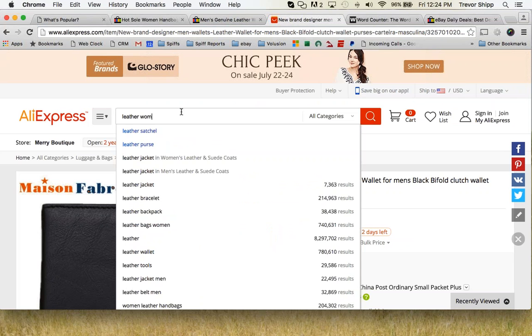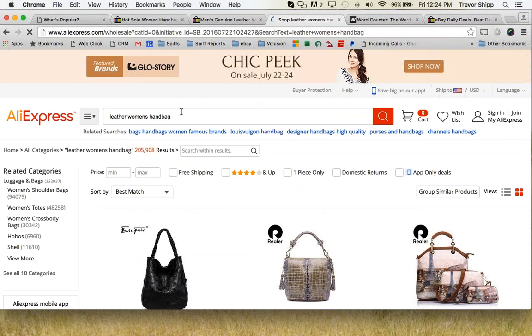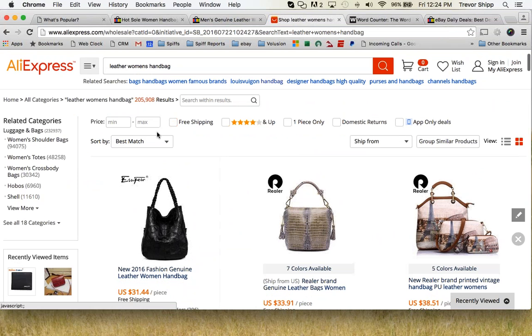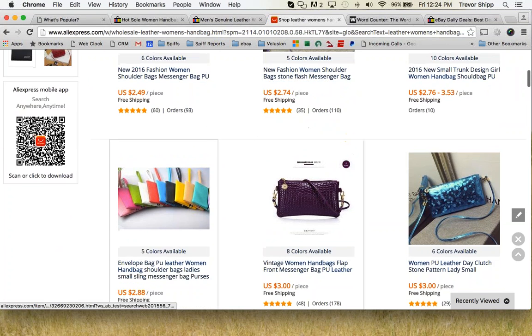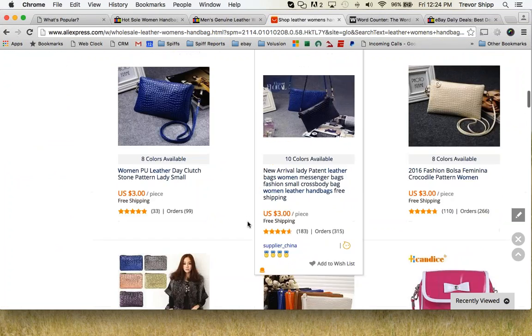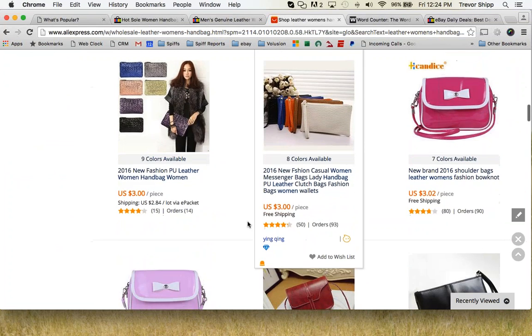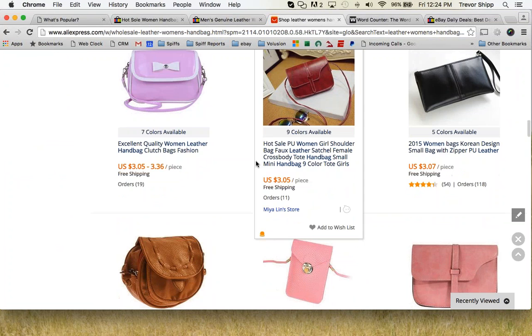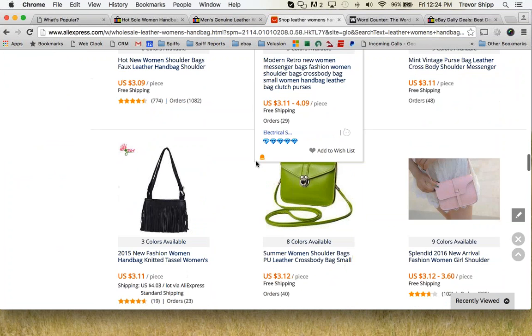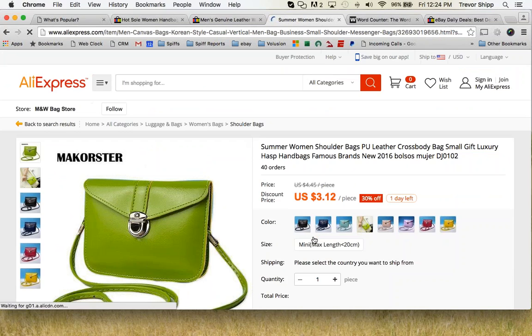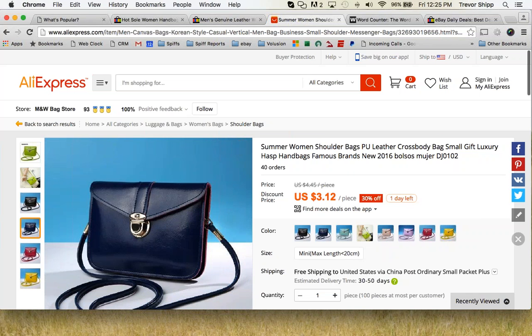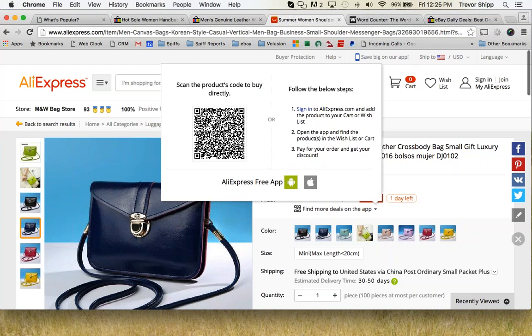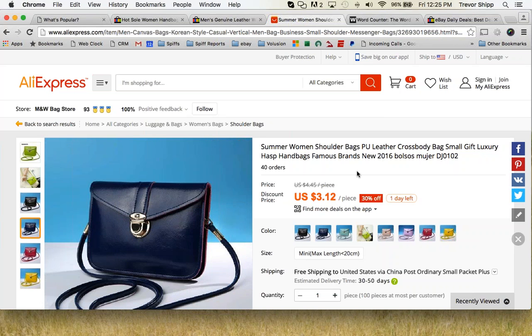Right? I could type in leather women's handbag. And I can find some pretty darn good deals. I'm gonna do this low to high again so I can see the cheapest stuff first. And you're getting these smaller handbags for 2 or 3 bucks a piece. Sell them for 15, 20 bucks, right? Some of these aren't bad looking bags either. Like this right here, right? Colorful, simple, kind of trendy. I could get that for $3. I could probably sell that for 20. Legit leather crossbody bag, right?